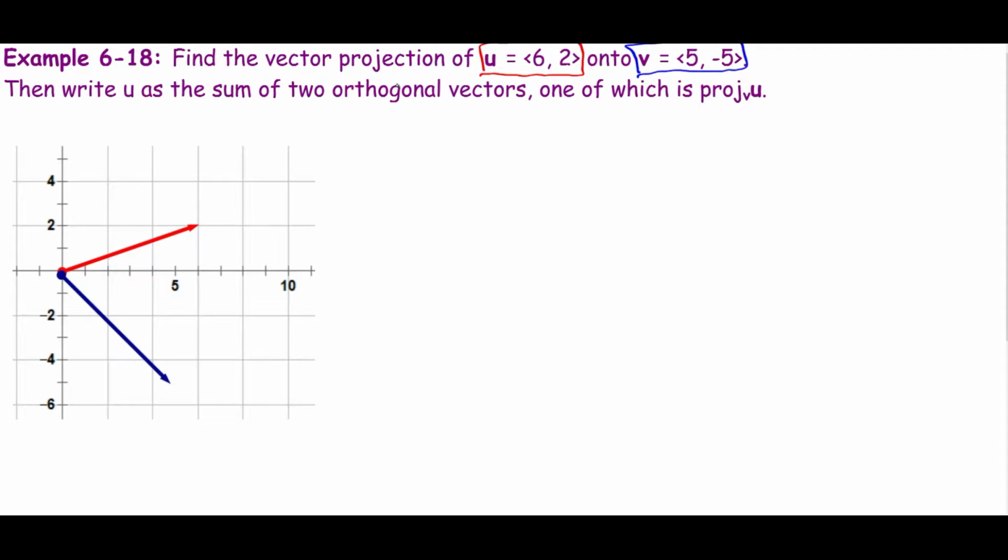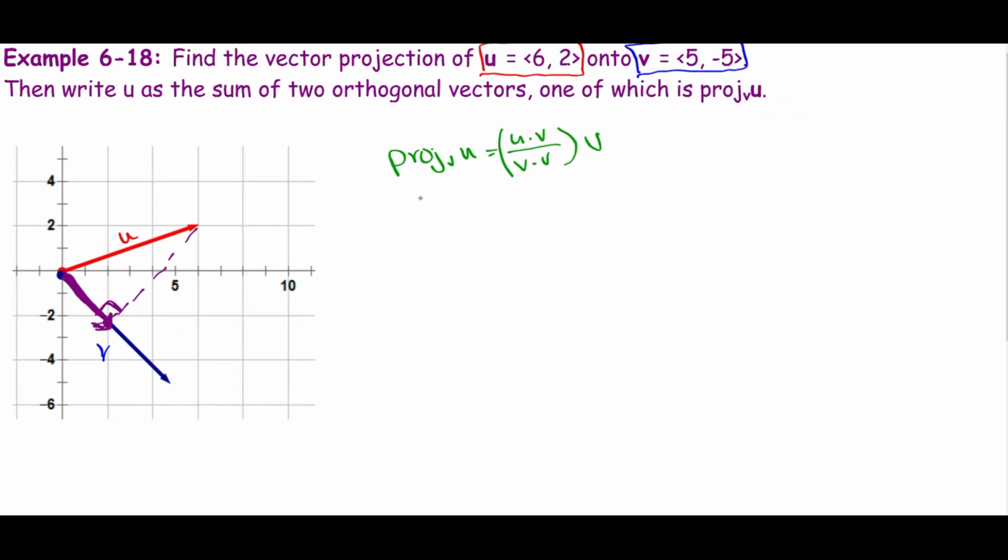So we want to find the vector projection of u, which is the vector 6, 2, onto v, which is the vector 5, negative 5, and then we're going to write u as the sum of two orthogonal vectors, one of which is my projection vector. So remember, this is u, and this is v, and we're projecting u onto v. So I want to drop a perpendicular from u down to v. And then this purple vector is my projection vector. Your projection vector is always a vector along the v vector, but it's going to have a different magnitude.